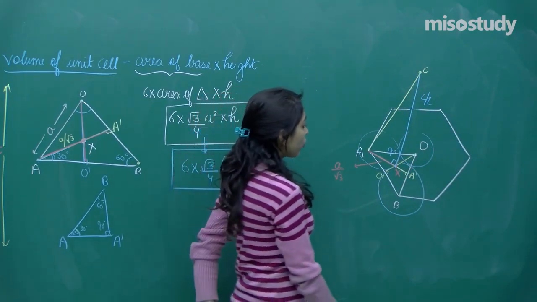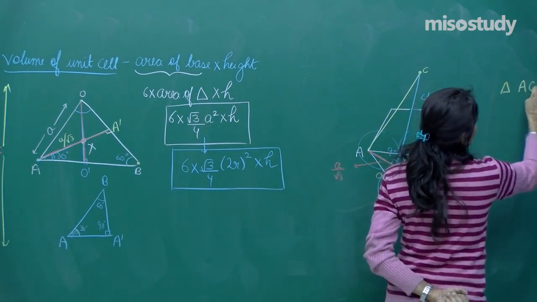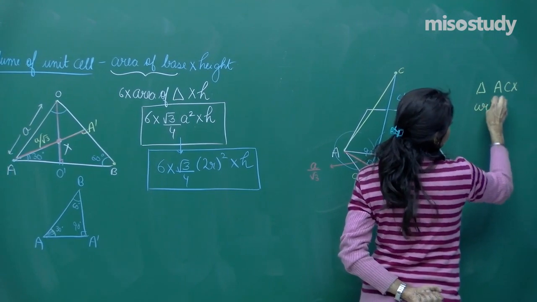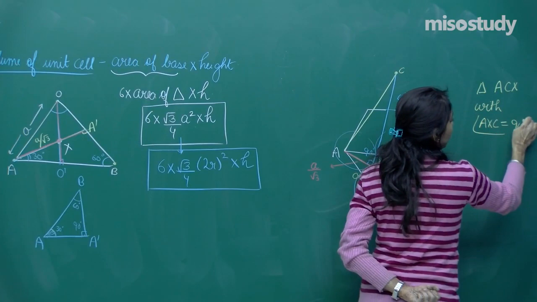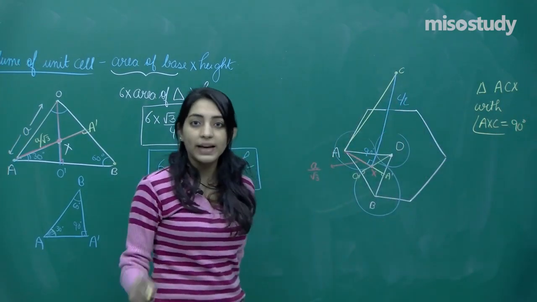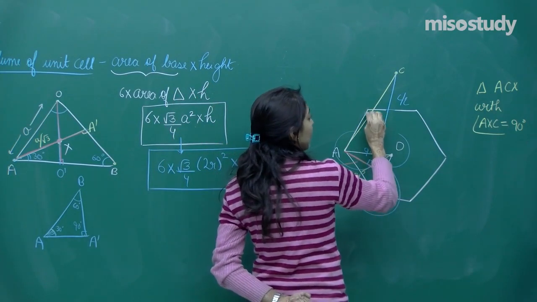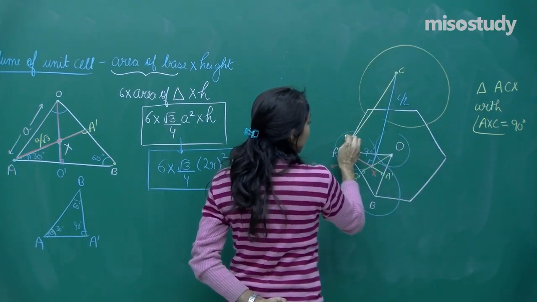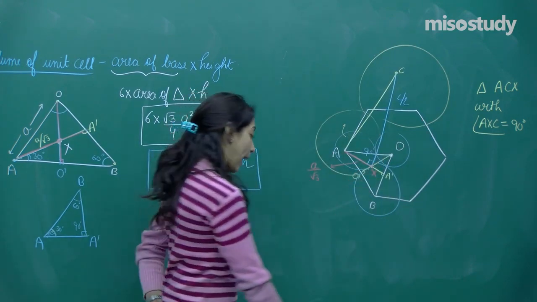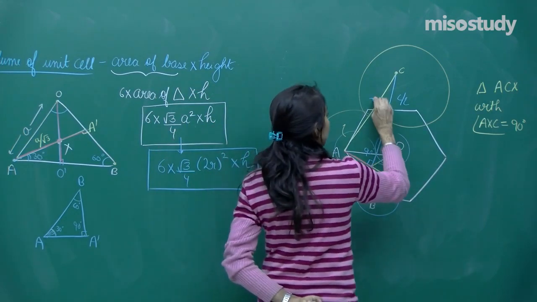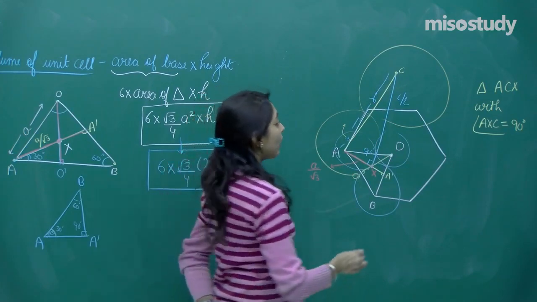So once everything is cool till here, now I will ask you to consider the triangle ACX with angle AXC equal to 90 degree. Now guys, see what I said. I am saying if a sphere is placed here and this particular sphere, these two will be touching each other, and when the two will be touching each other, this will be equal to R plus R, right? So the value of AC.